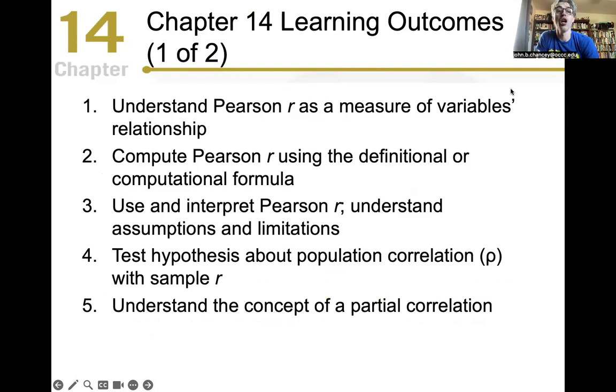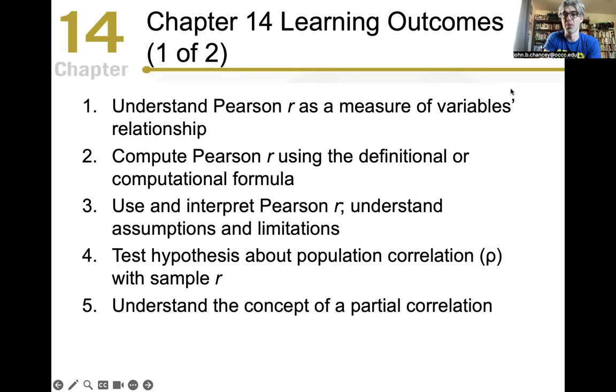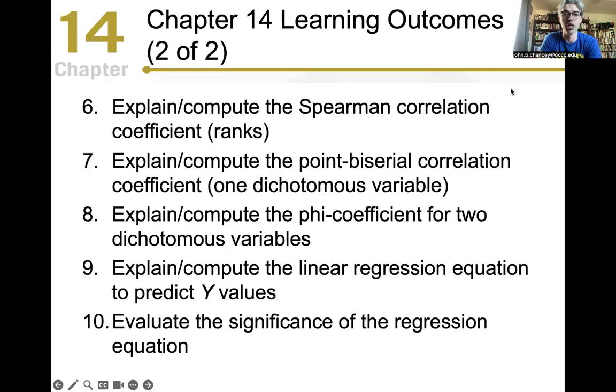computing Pearson's r, using and interpreting Pearson's r, and understanding its assumptions and limitations, testing hypotheses about population correlation, or rho, with a sample r, and then understanding the concepts of partial correlation, Spearman correlation, point-biserial correlation, and the phi coefficient. These are alternative forms of correlation that you can use instead of Pearson's r. Pearson's is the typical standard form of correlation, but depending on the variables you're using, there are other forms you might want to use instead.